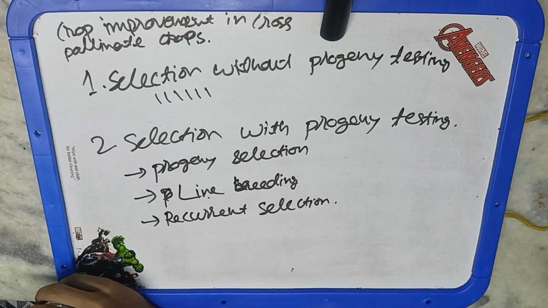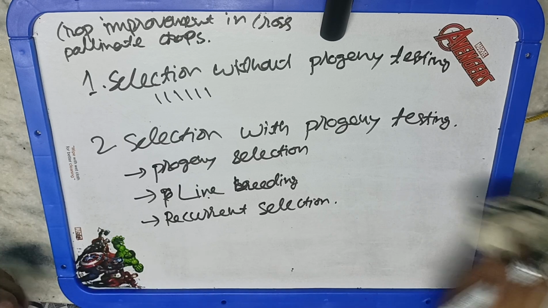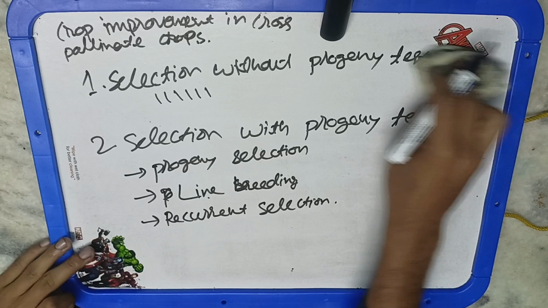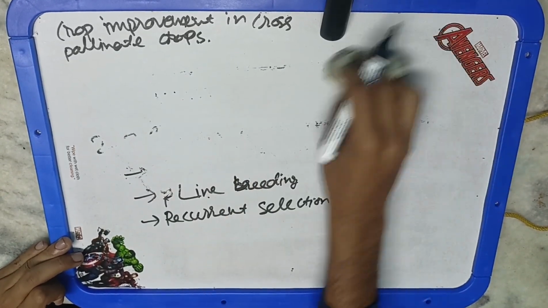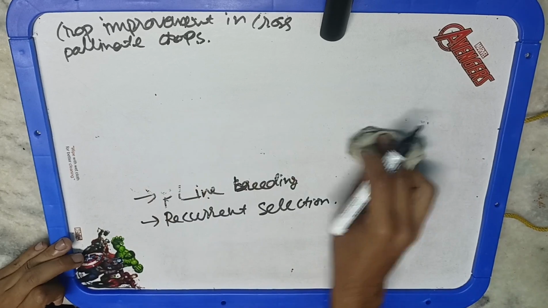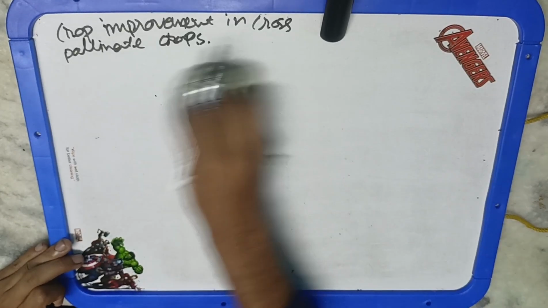Then there are line breeding and recurrent selection. These three things are there. Progeny selection we have already discussed. Now we'll discuss line breeding and recurrent selection. The progeny selection method was developed by Hopkins, and this is basically the gist of progeny selection. Now the steps are: 50 to 100 plants are selected on the basis of phenotypic superiority.